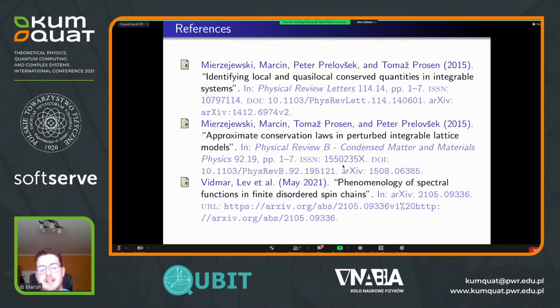So here are some references. Maybe I will mention that the first one is actually a description of the algorithm that is used to search for these local and quasi-local LCQs.